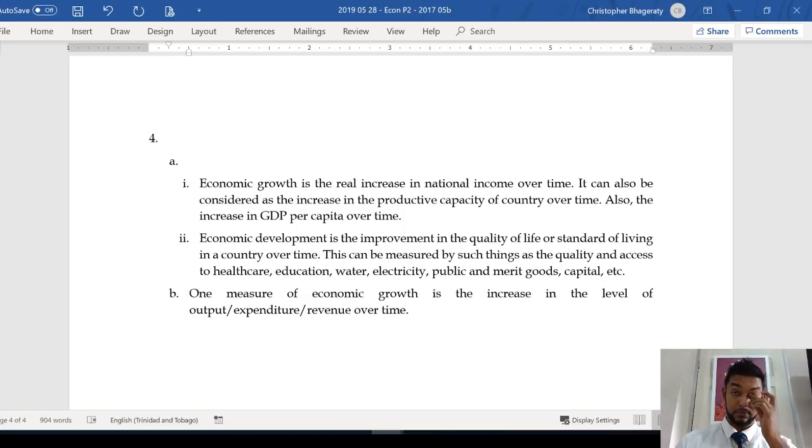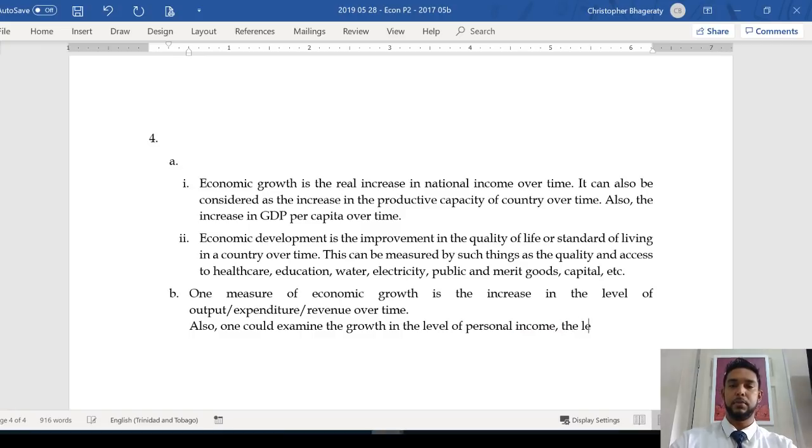Okay. You could also say, one could examine the growth in the level of personal income, right? I want to say the access to investment capital, but I feel like that's coming out of nowhere. I feel like that's more of a measure of development. Yeah, okay.